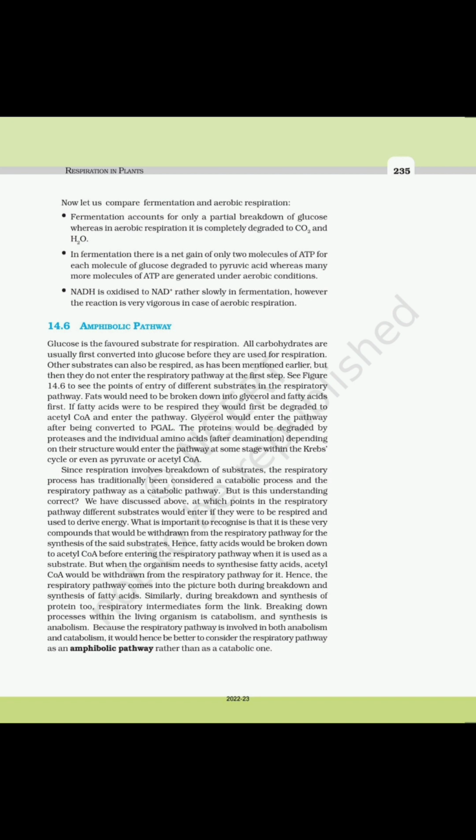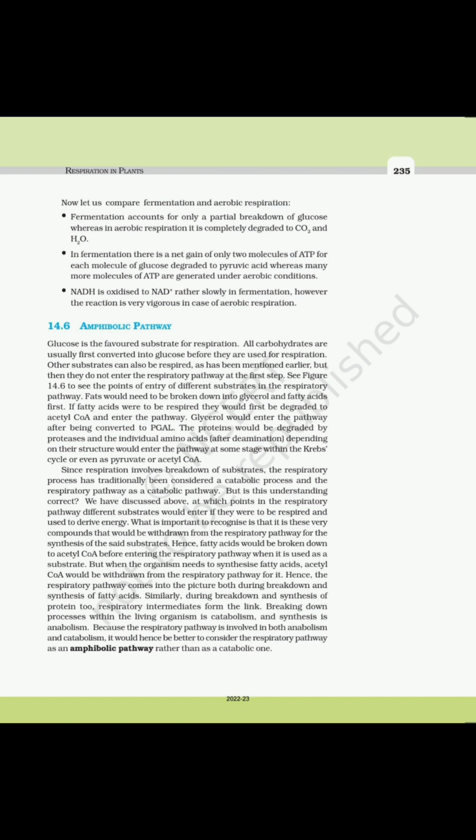14.6 Amphibolic pathway. Glucose is the favored substrate for respiration. All carbohydrates are usually first converted into glucose before they are used for respiration. Other substrates can also be respired, as has been mentioned earlier, but then they do not enter the respiratory pathway at the first step.